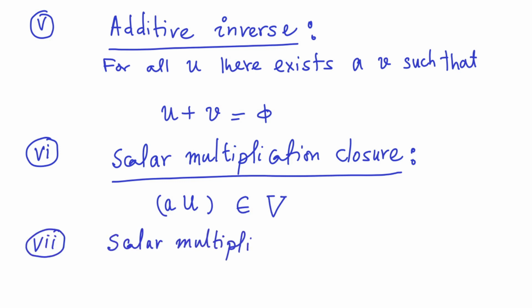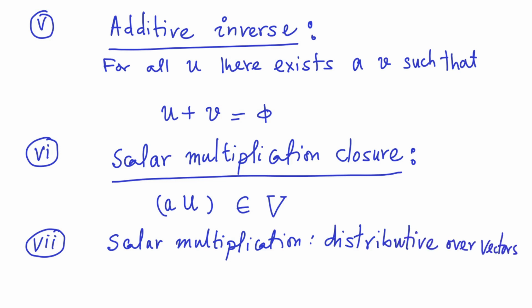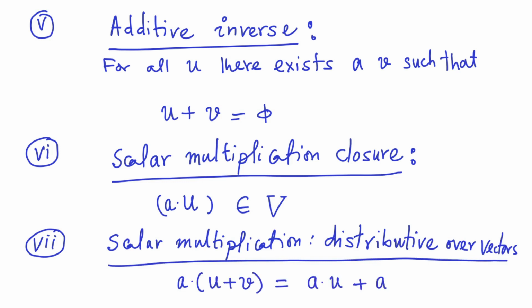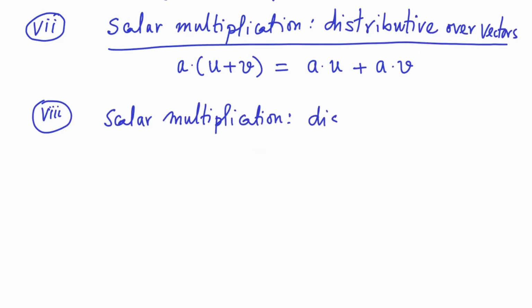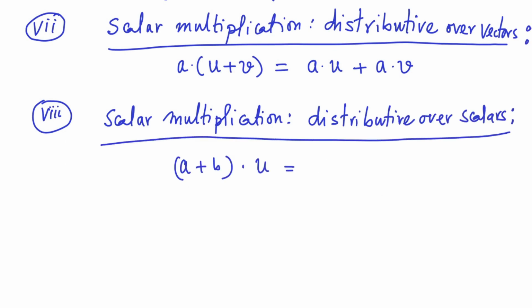The seventh property is known as the scalar multiplication is distributive over vectors. That is, if you multiply an addition of two vectors by a number a, then it should be the same as if you multiply the individual vectors by a and then you add. The eighth property is known as the scalar multiplication is distributive over scalars. That means if you add two numbers a and b and multiply the vector u, it should be no different than the vector being multiplied individually by a and b and then added together.